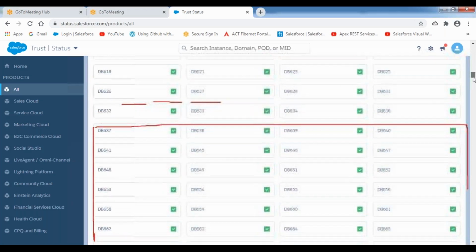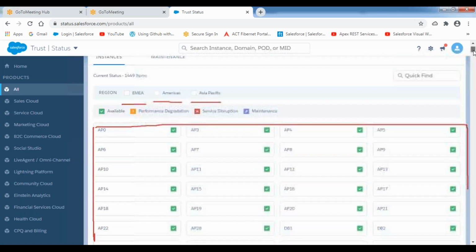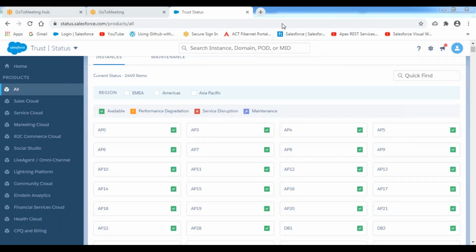These are the servers. Now in this case, when you verify this one, it is indicating AP0, AP3, AP4, AP5. These are the server numbers. In Asia Pacific region, we are having the servers from AP0 to AP28. So now here it is indicating the green color tick mark. What is this green color tick mark indicating? Green color tick mark is indicating the server is currently up and running fine.